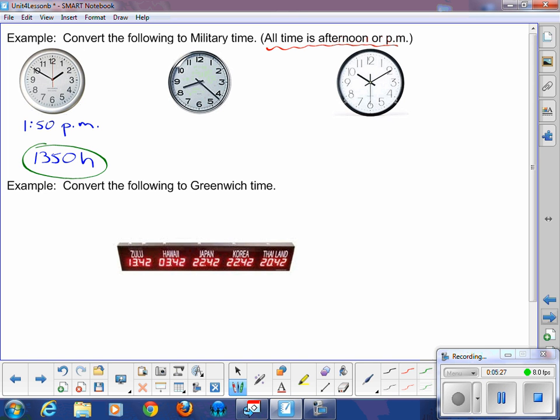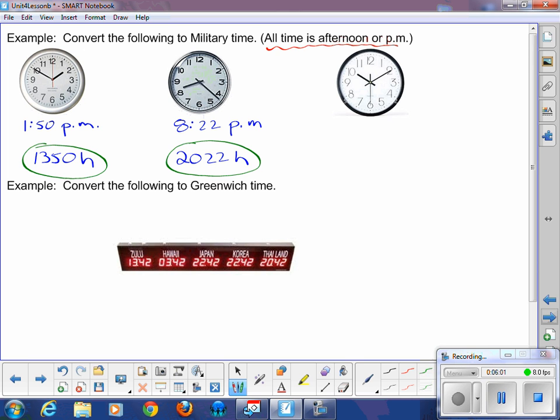Looking at this clock, it is after 8 o'clock. It looks like 8, and that's 8 hours, 22 minutes. So if you were to report this in military time, you'd have to add 12 to it. And you do 8 and 12, that gives you 20. So you would say 2022 hours. Okay, so again, you're just adding 12 hours to your traditional time for afternoon.